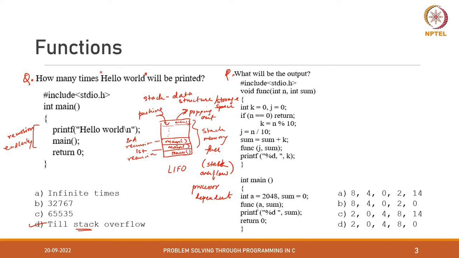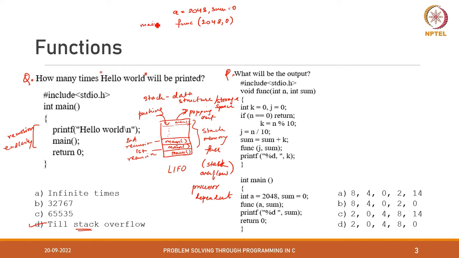Okay, so let's do this. We have a which has the value of 2048, and sum which is 0. Now we are calling func the first time with a value of 2048 comma 0. All right. Now when we called it, this is from the main function. Okay, this will return to the main function.